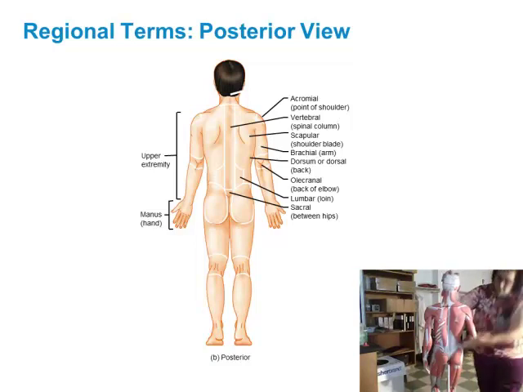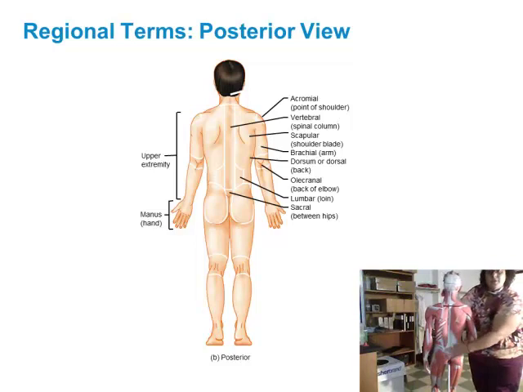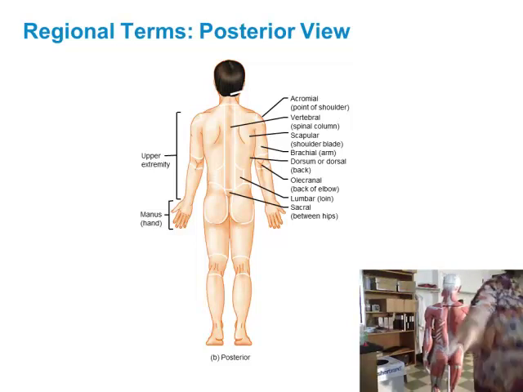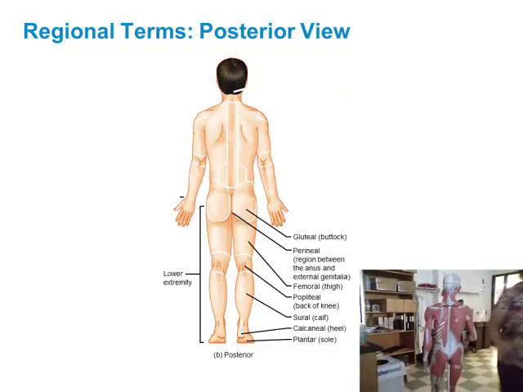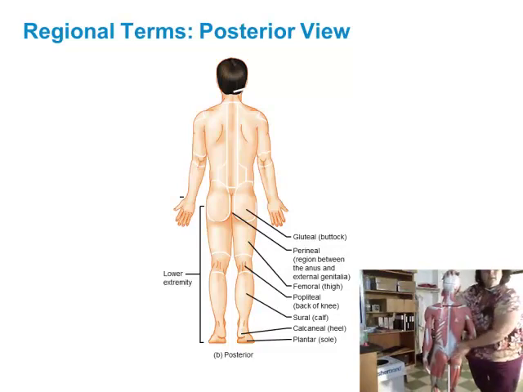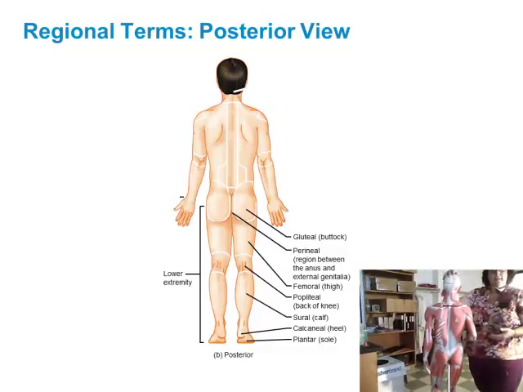Okay. This region where your back curves in, that is the lumbar region. And then the sacral would be this region of your back that is just above and between your buttocks. The region of the buttocks is the gluteal. It comes from the name. Okay. The perineal region, that is a region between the anus and the external genitalia.